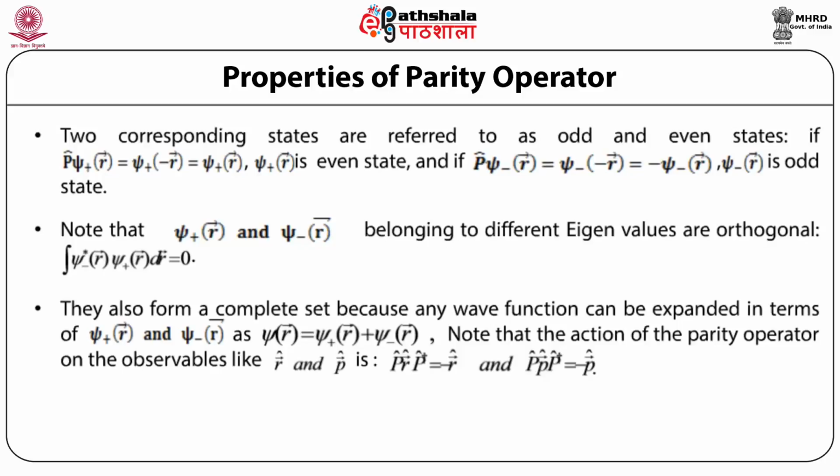And this relation can also be stated as the anti-commutation relation between operator A and operator P, and can be written as operator A times operator P plus operator P times operator A is equal to zero operator, which is equal to the anti-commutator between operator A and operator P.